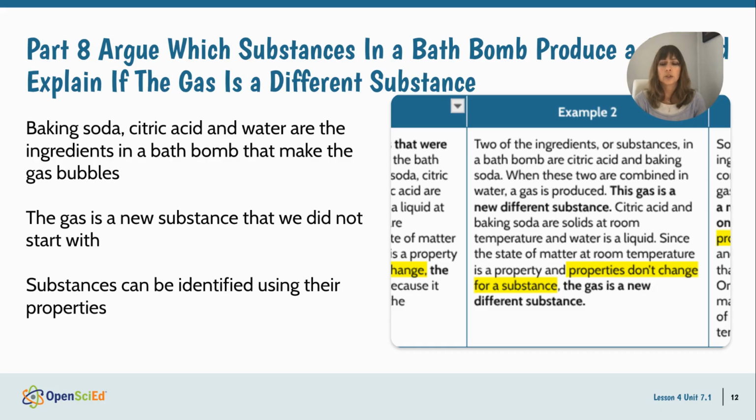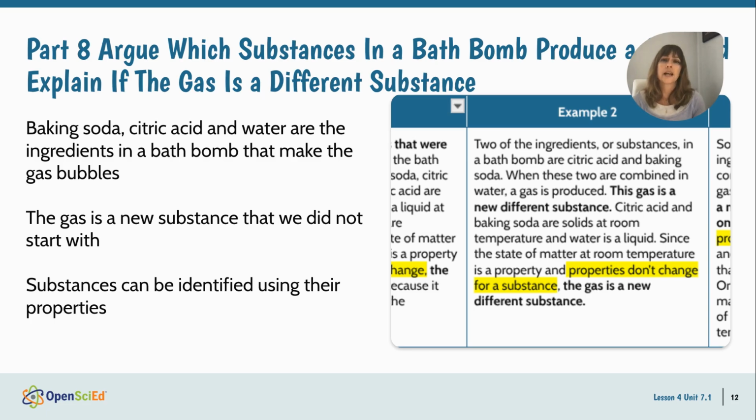You'll want to have the poster about the parts of an argument from lesson 2 handy. The question students are answering has 2 parts to it. Which substances in a bath bomb produce a gas? And explain if the gas is a different substance. Now that's a big key idea that students gain from this lesson.